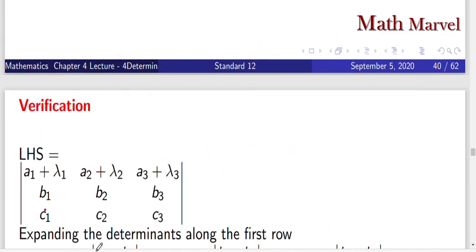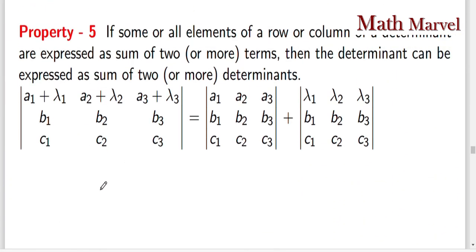So here, what is the property? If we have any row or any column which contains a sum of two terms, then we can represent this type of determinant as the sum of these two determinants. So here the first row contains terms with addition, so we can separate this term, and the second and third rows remain as they are. So first a1, a2, a3, with the second and third rows written as they are, plus the second determinant with lambda 1, lambda 2, lambda 3, and the second and third rows as they are.